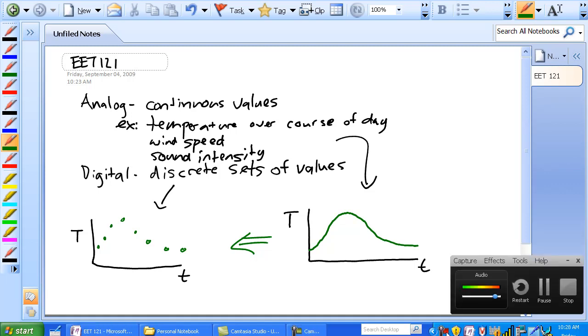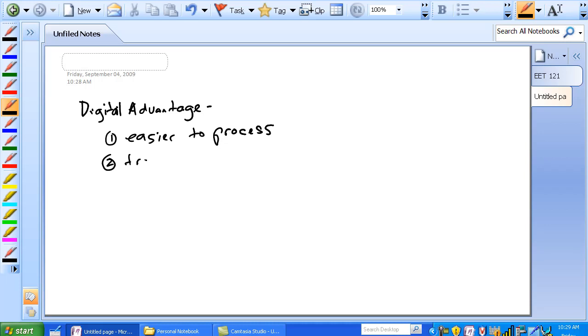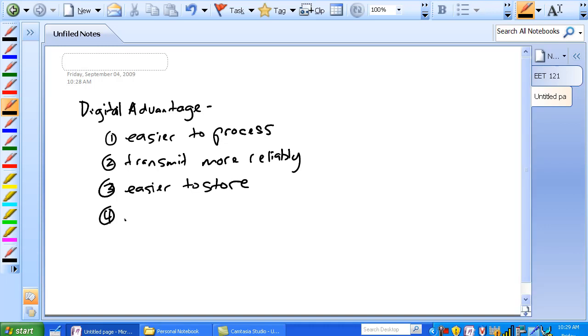So we'll talk about some of the advantages of digital versus analog. So basically the digital advantage. Kind of four basic ones: one, it's easier to process. Two, you can transmit it more reliably. Three, it's easier to store. And four, it can be reproduced with accuracy and clarity.